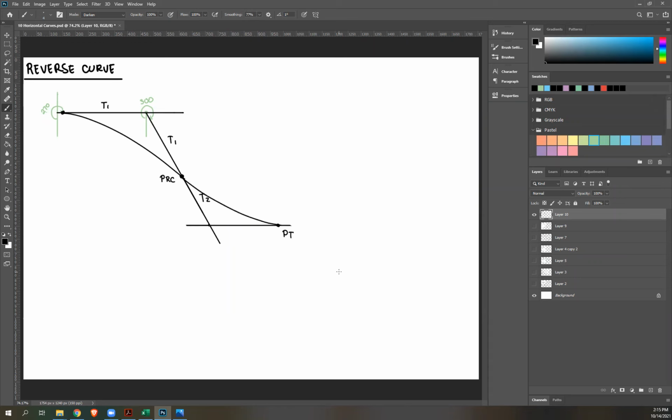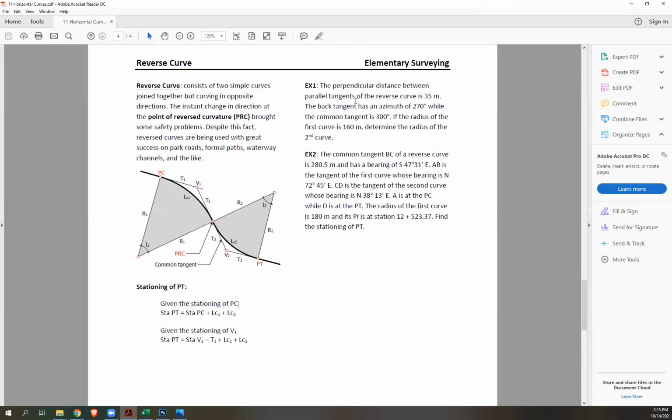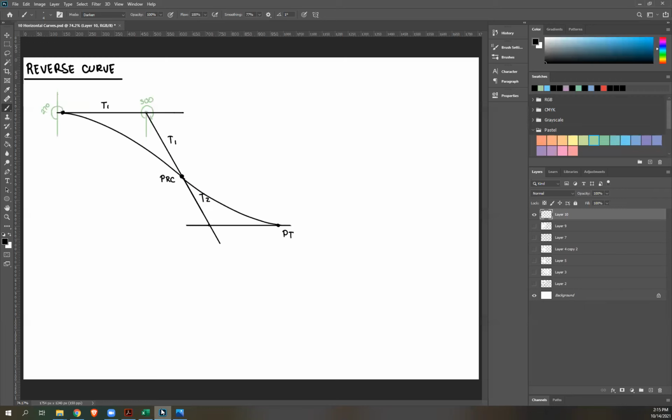Okay, so that's how to draw your reverse curve. Now there's another thing given here. The perpendicular distance between the parallel tangents is 35. Once again, these are your parallel tangents. So if I draw a straight line here, this length is 35 meters. Or you can also just mark the distance between those two, this is 35 meters. Same thing.